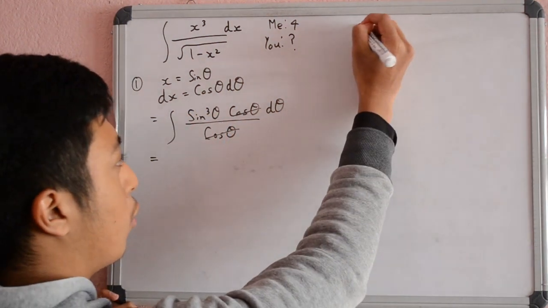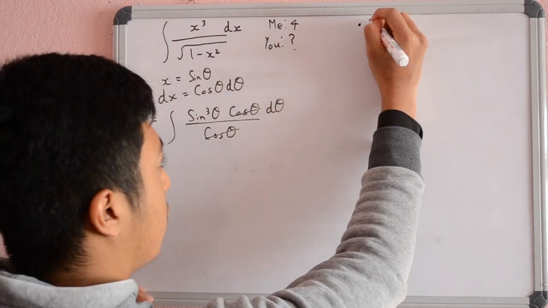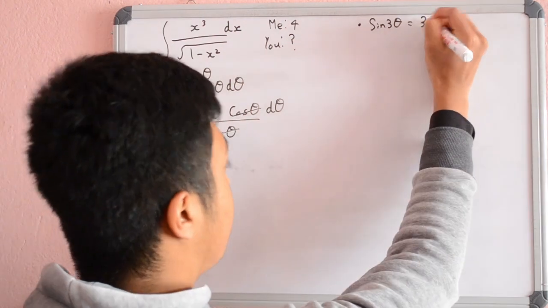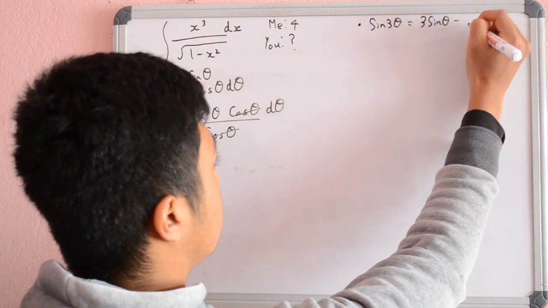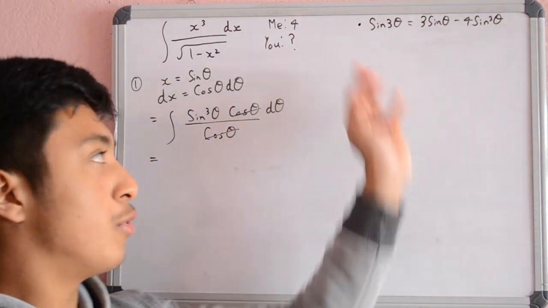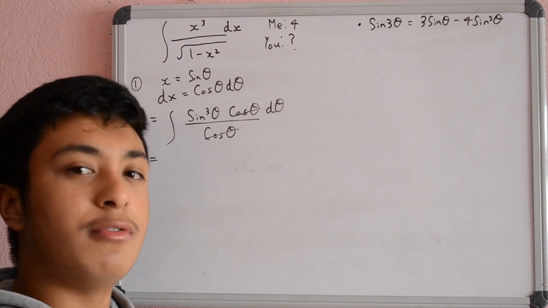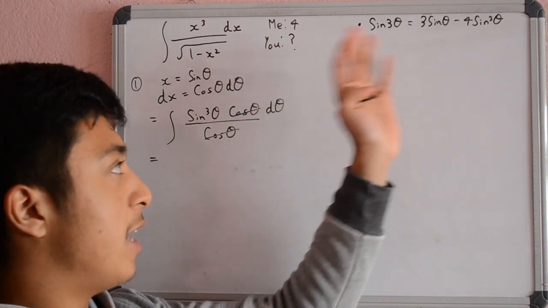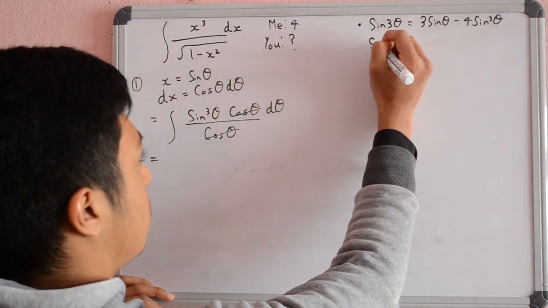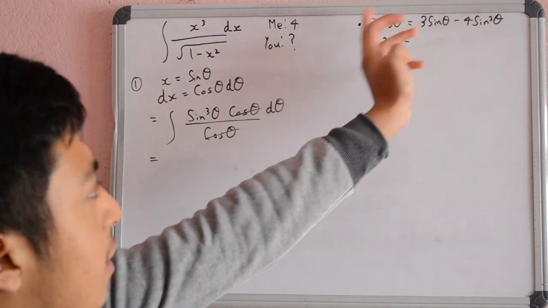Now, we're going to have to go to the multiple angle formula. So you guys will have to know that sine 3 theta is equal to 3 sine theta minus 4 sine cube theta. Now if you want a proof, you can just do sine of theta plus 2 theta and then apply the formula for sine a plus b, and then you'll get this. And let's just find sine cube theta directly.